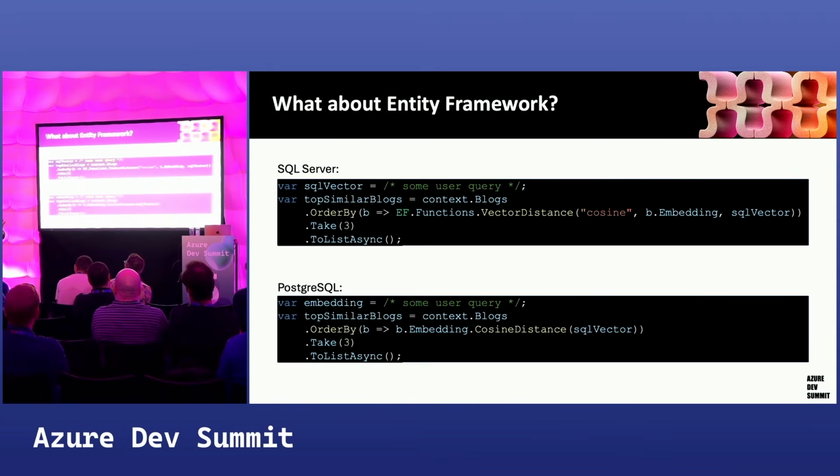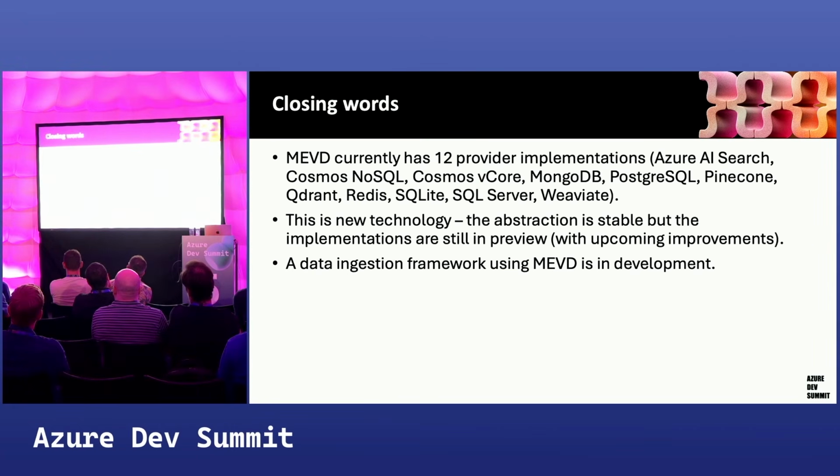And by the way, one of the big areas of focus for EF11 is to make vector search and vector mapping better in EF itself. So MEVD is further along now compared to EF Core. I think that's about it.